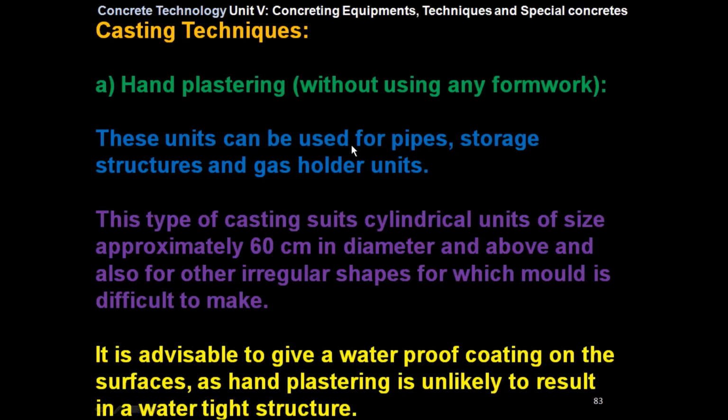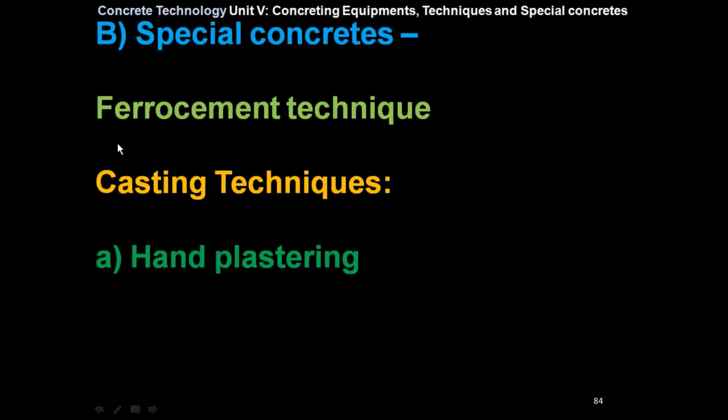These units can be used for pipes, storage structures, and gas holder units. This type of casting suits cylindrical units of size approximately 60 cm in diameter and above, and also other irregular shapes for which mold is difficult to make. It is advisable to give a waterproof coating on the surfaces as hand plastering is unlikely to result in a watertight structure. So we have seen the first ferrocement casting technique, that is hand plastering.